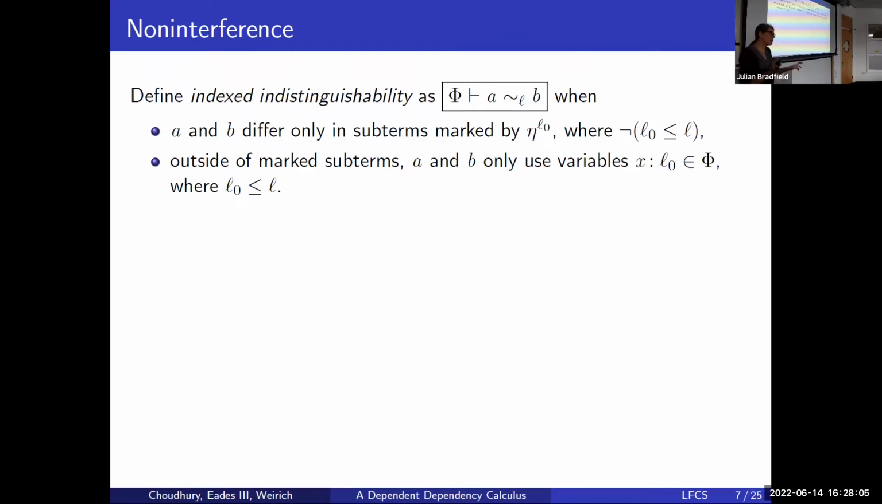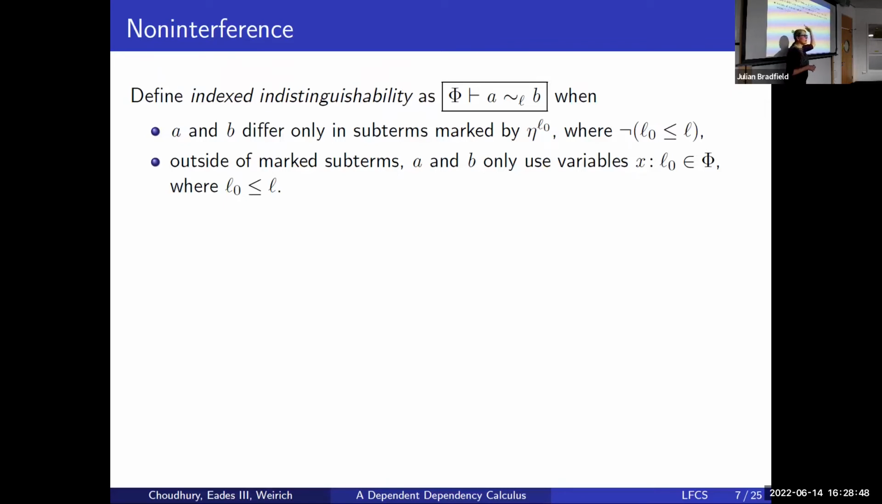So there might actually be subterms of A and B that are different, but if they are different, they're going to be marked by one of these eta terms, marked at a higher level, or at a level that's not observable to the level L that we are relating the terms at. So it's mostly just a syntactic thing. It's a lot like reflexivity, except that we're going to allow some parts to differ arbitrarily if they've been boxed out. And we're defining this with respect to a context, capital Phi.